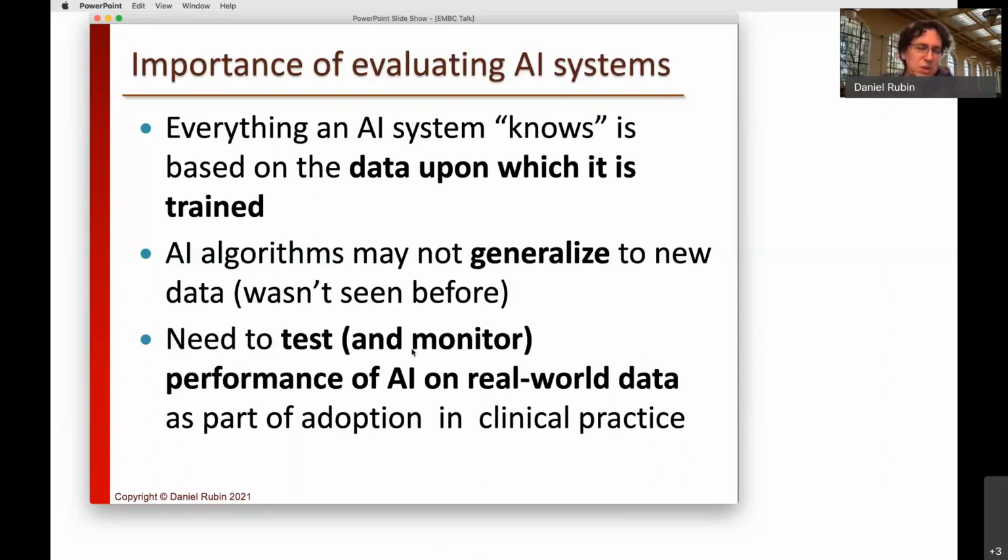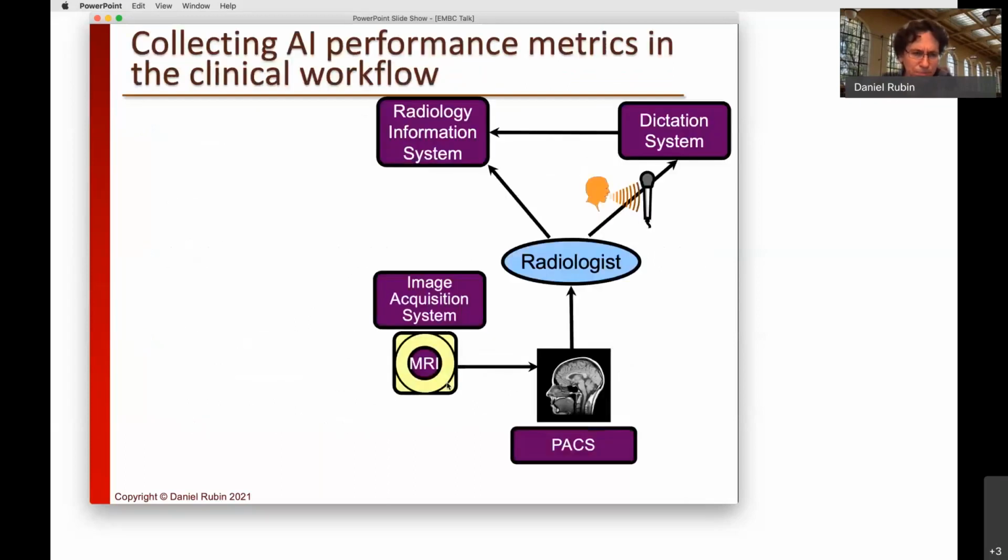This is not too dissimilar from what physicians do in terms of their medical education, continuing medical education. We're intermittently testing and monitoring how well clinicians do, or at least through continuing medical education, to ensure quality. And I think we need similar processes for AI. In the imaging world, what would that look like?